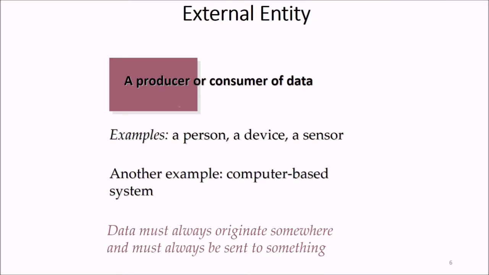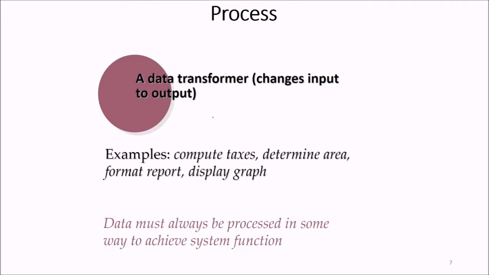The external entity can be a producer or a consumer of the data, for example, a person or a device or a sensor. You can have a computer-based system also as an external entity. And data must always originate somewhere and must always be sent to something. This is important while presenting it.